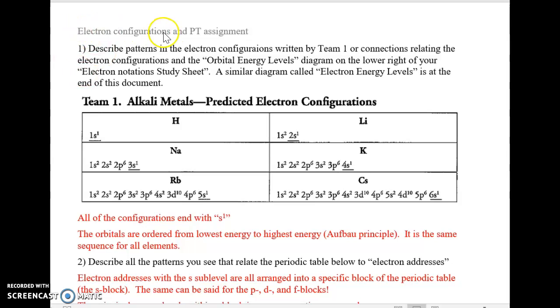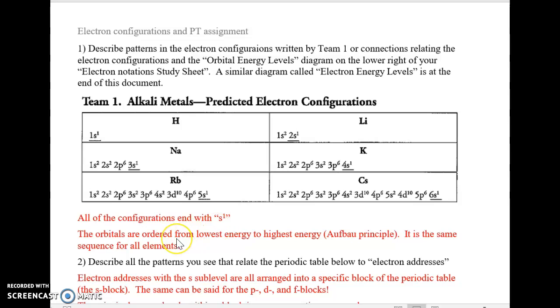So we're starting here with the electron configurations and the periodic table assignment, and I'll go over the answers very quickly. This first model here by team one, there were probably two patterns I wanted you to see. First of all, these underlined portions, the ending portions, all end in S1. We sometimes call those the electron addresses, and we're going to talk a lot more about that throughout the video.